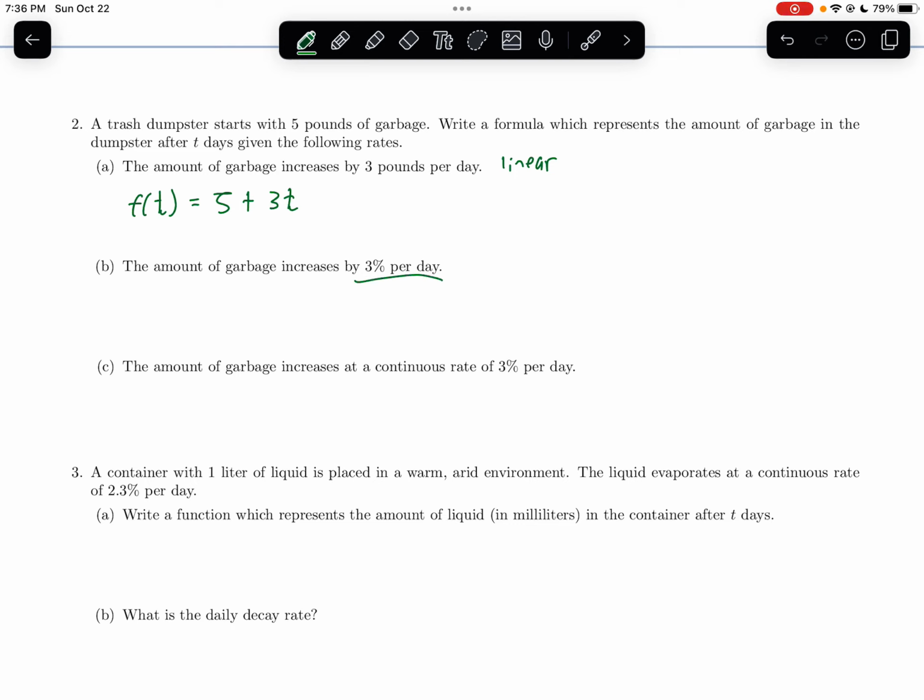Here it increases by 3% per day. So your growth rate is 3%. It's positive because it's increasing by that amount, and so this is 0.03. And so b is 1 plus r, which is 1.03. And that's what you use for your formula. So this is the initial value, which is 5, times 1.03 to the power of t. Even though you're given the growth rate, because that's what we want to work with, you still have to convert this to b, right?